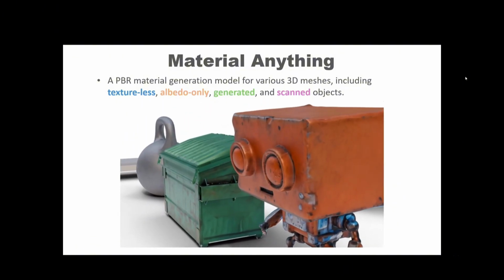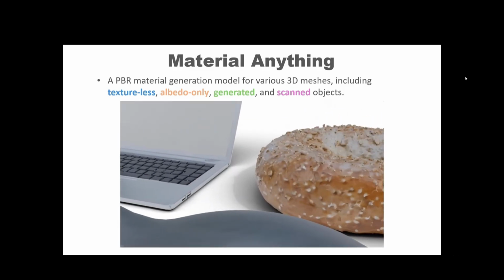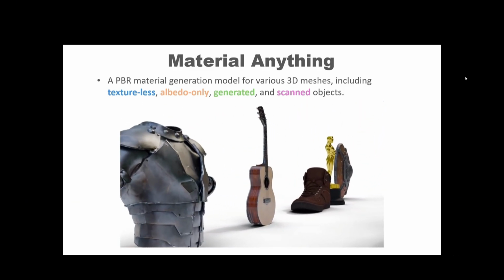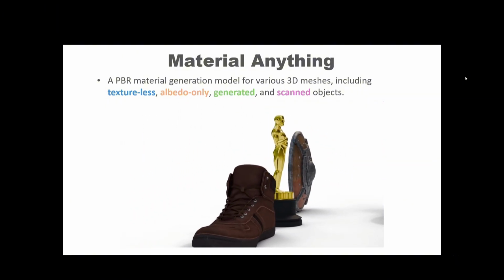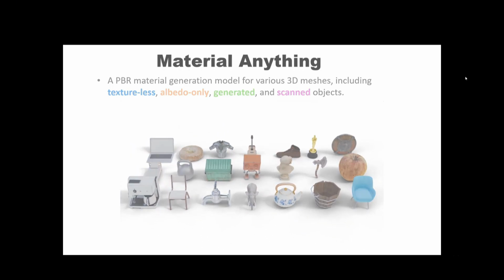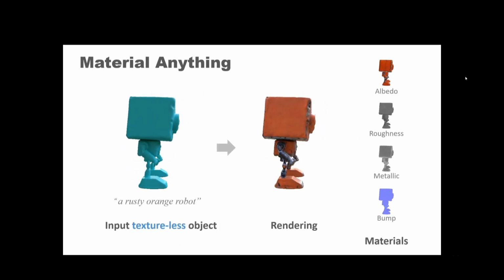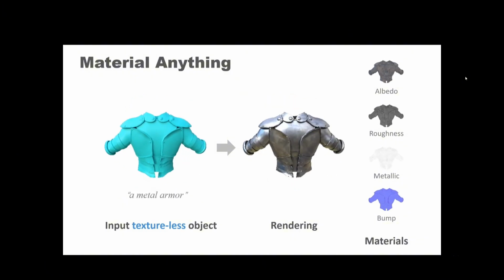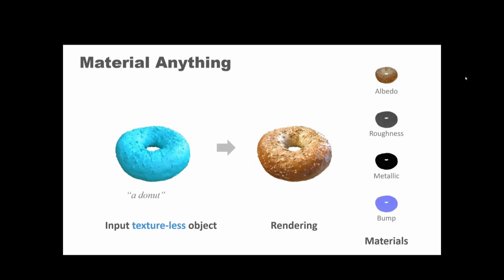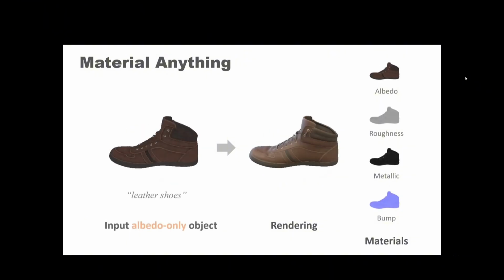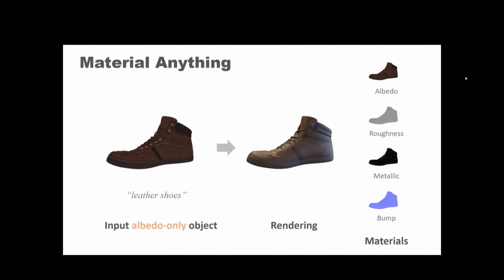What makes Material Anything so powerful is its ability to create texture-less objects and convert them into realistic, fully textured models. Whether you're working with albedo-only scans or generated objects, this tool uses advanced deep learning techniques to apply material properties, textures, and details that bring the object to life. With generated and scanned objects, Material Anything can seamlessly integrate into any creative pipeline, making it easier than ever to enhance 3D models with realistic materials.